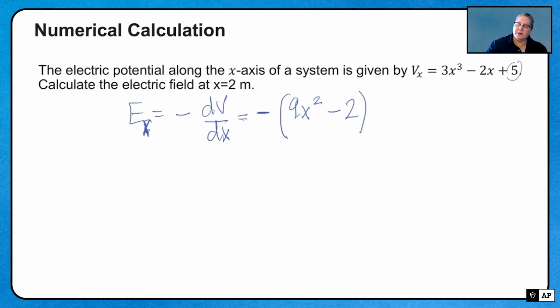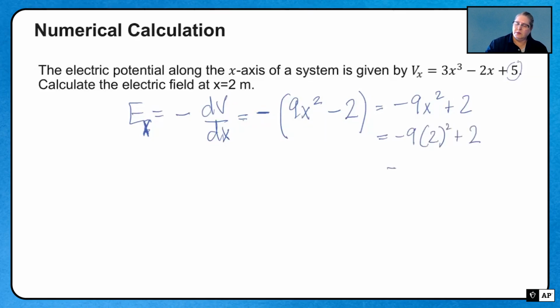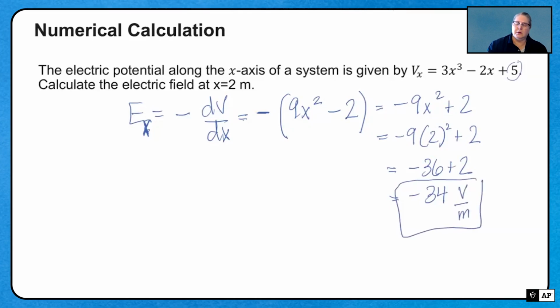So distribute that negative sign. That's going to be minus 9x squared plus 2. And x equals 2 meters, so I'm going to plug in 2 squared plus 2. This is negative 36 plus 2, which is going to give me negative 34. And the electric field can either be in newtons per coulomb or in volts per meter.